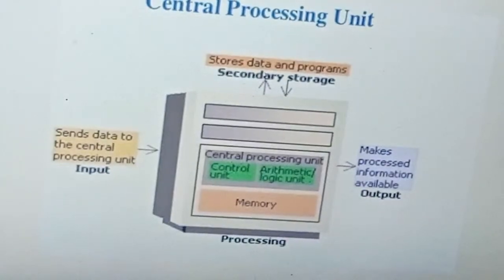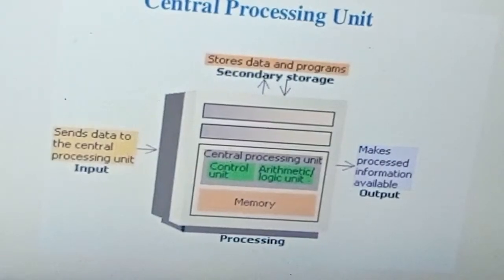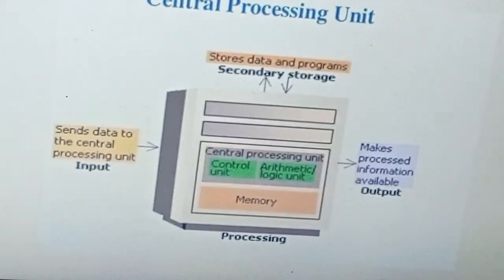Now coming to the third step, the arithmetic logic unit executes arithmetic or logical operations. For example, arithmetic means addition, multiplication, and so on. Logical means AND, OR, NOT operations. That is, the ALU is given control and performs the actual operation on the data. The result of this operation is stored in memory, and the fourth step is execute.